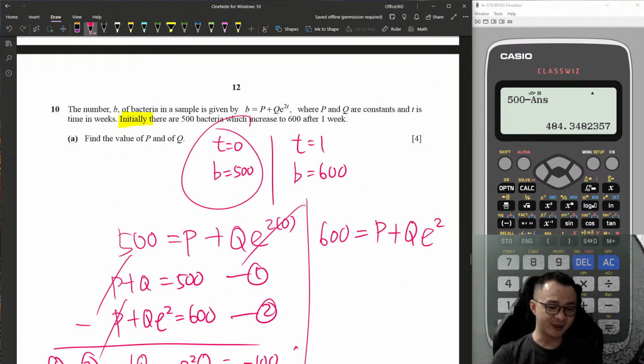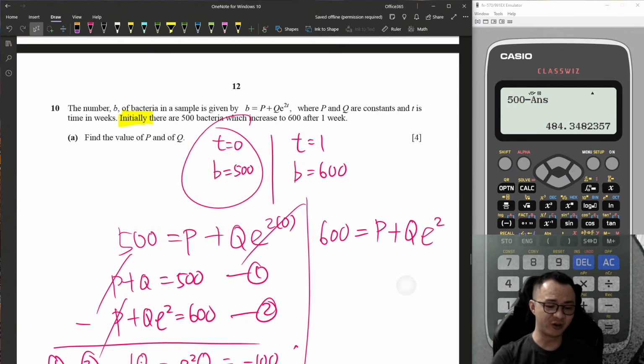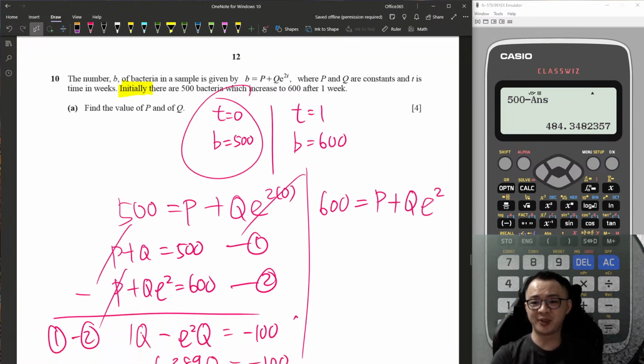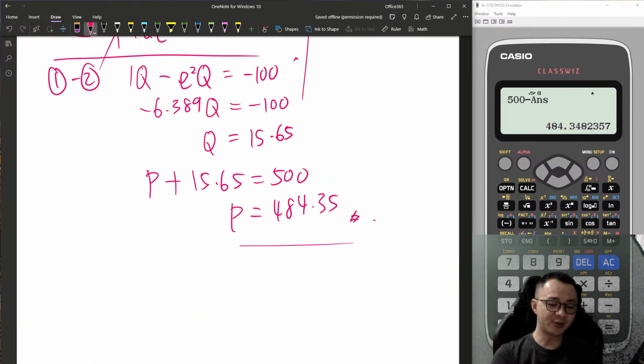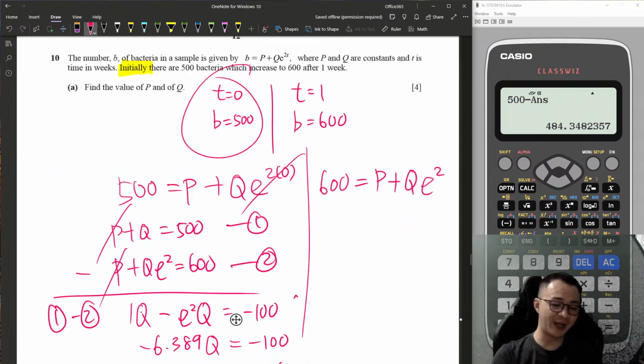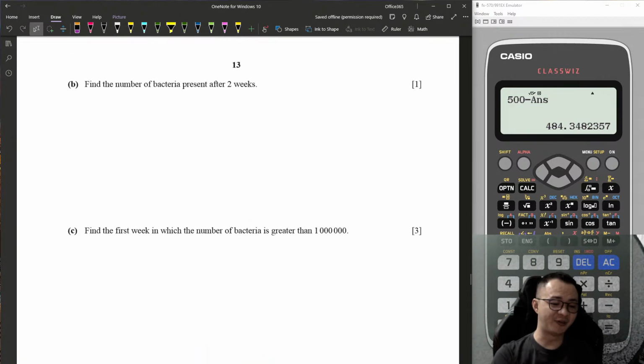But does the question say they are whole numbers or what? They just say they are constants, right? Yeah, so that means they can be decimal. But if you want to round off, also can. Okay, so this is how we get the P and Q. Not too bad, this format. Just do simultaneous equations.